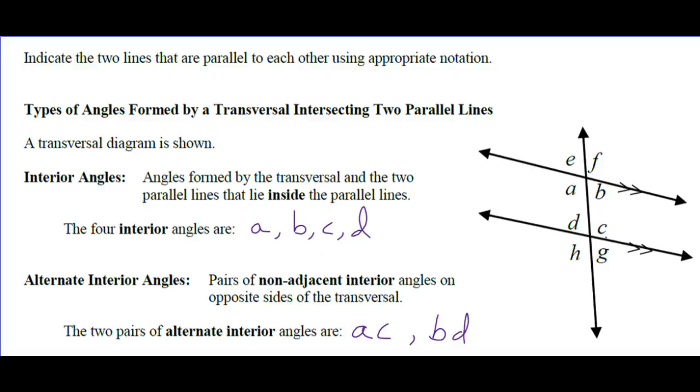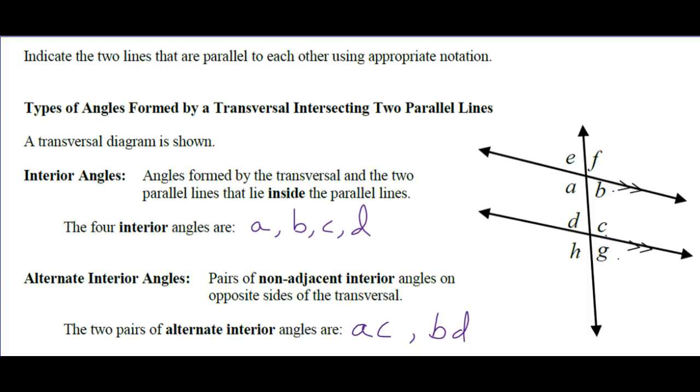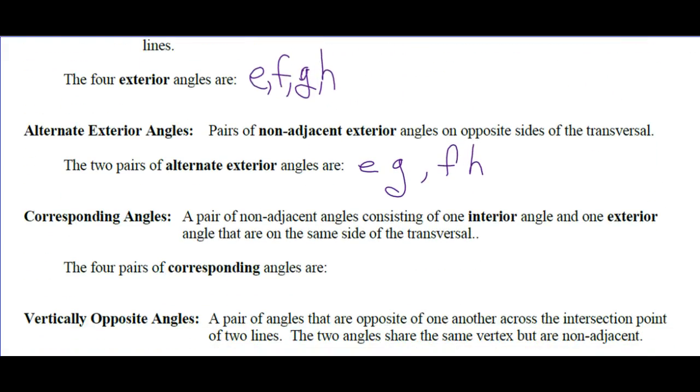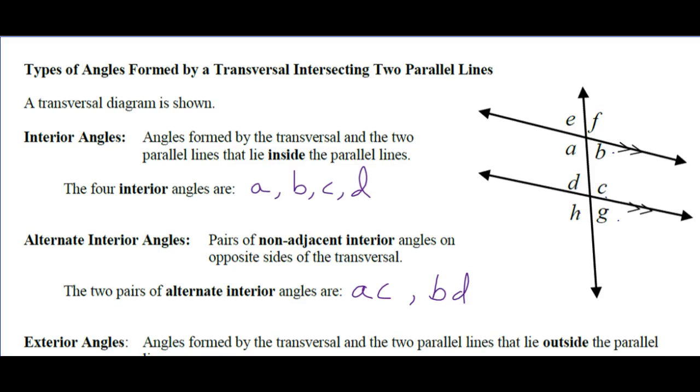So corresponding, the way I think about it is this, right? It's in the same place, right? There's E, there's D. Where are they? To the left of the transversal and above. To the left of the transversal and below. To the right of the transversal and above. To the right of the transversal and below. Right? Those are corresponding angles.